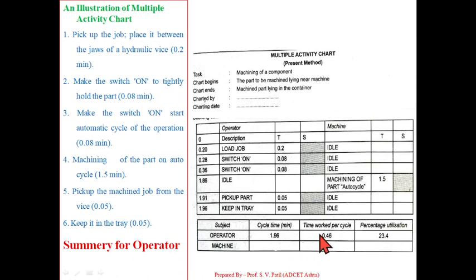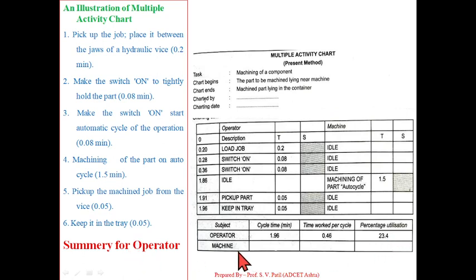The time for which the worker needs to perform the activities is 0.46 minute, that is 0.2 plus 0.08 plus 0.08 plus 0.05 plus 0.05, that will become 0.46. So the percentage utilization, that is 0.46 divided by 1.96 into 100, will become 23.4%.